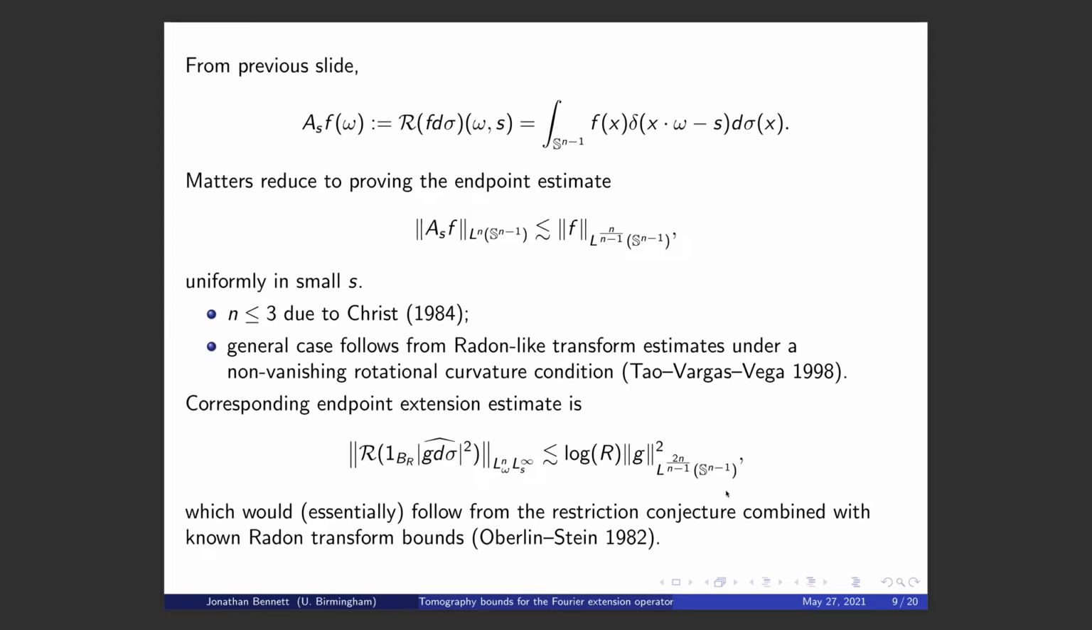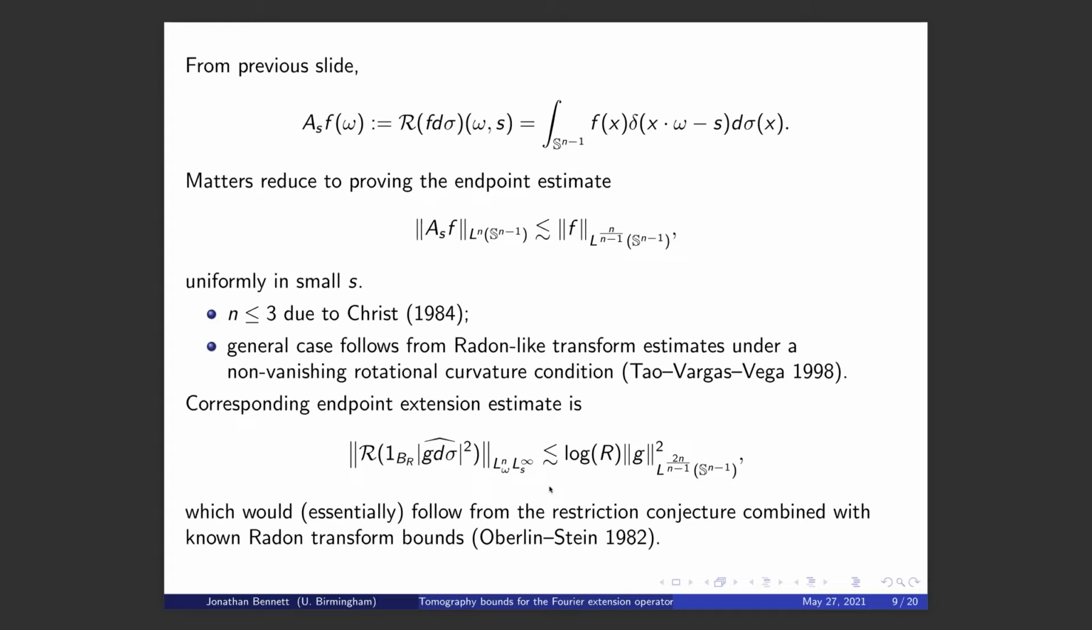And actually, one can understand this as a consequence, essentially, of the restriction conjecture. If you knew the restriction conjecture, then you could apply a known endpoint estimate for the Radon transform of Oberlin and Stein. First of all, apply a Radon transform estimate. Then apply the restriction conjecture, and you would essentially get this. Okay, you wouldn't pick up the logarithmic bound here, but you'd pick up an R to the epsilon for each epsilon positive. So it's consistent with the restriction conjecture, but of course we would need the restriction conjecture to prove it in that way.